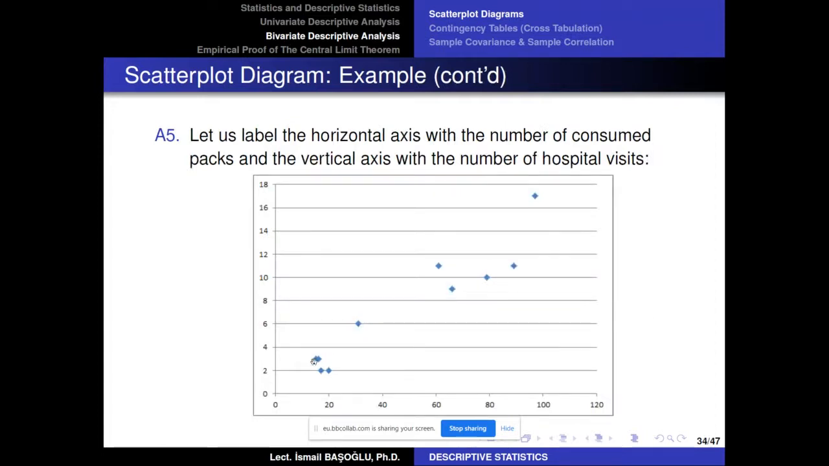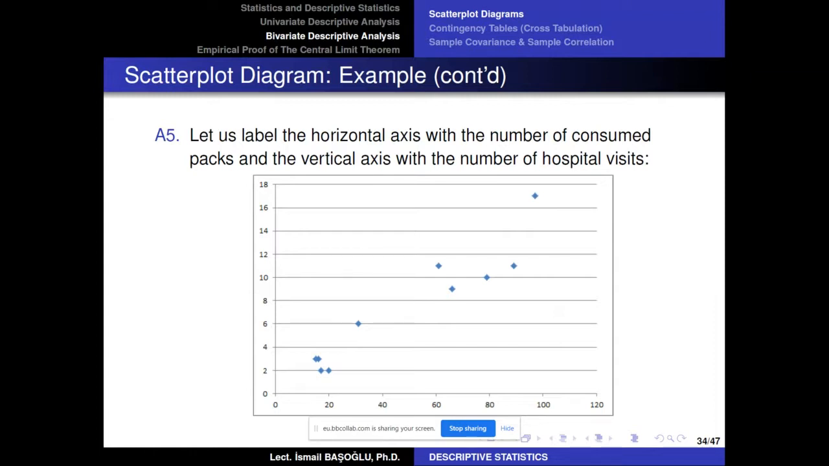Now, what is the final comment after drawing this scatter plot diagram? Obviously, you see that as the number of packages of cigarettes consumed on monthly average increases, the number of visits to hospital in that year also increases. Therefore, there is an increasing trend in this plot diagram just by observing 10 observations.